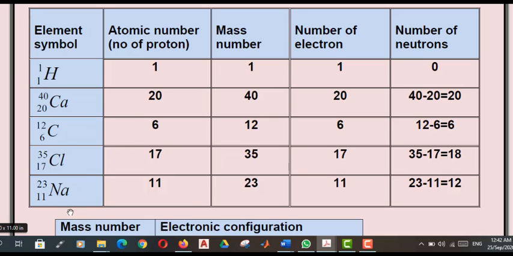Example number 5, sodium, Na 11,23. The atomic number equal 11. It's equal to the number of electrons and the number of protons equal 11. The mass number equal 23 and the number of neutrons equal 23 minus 11 equal 12.